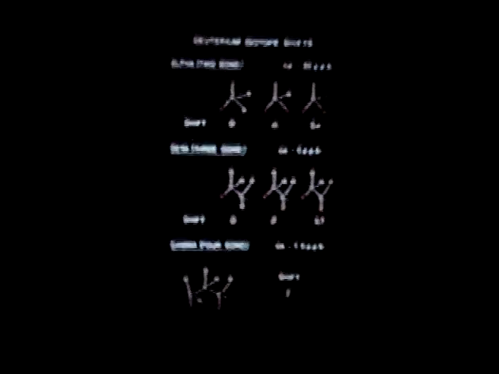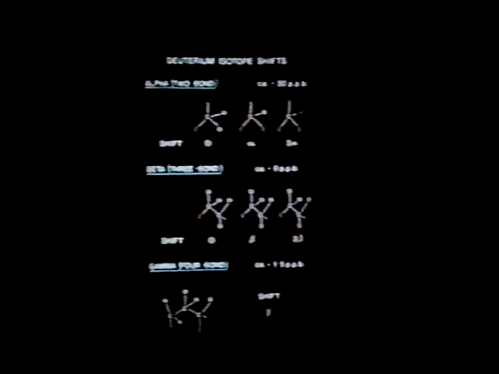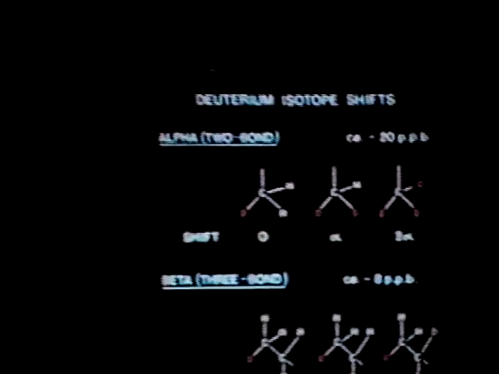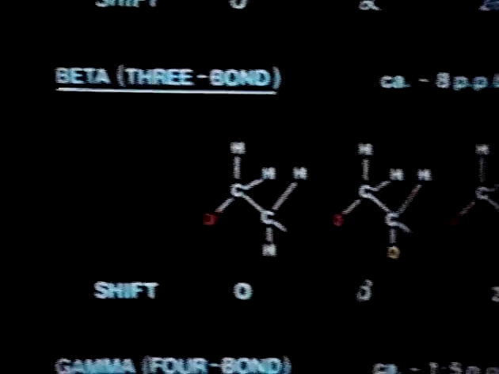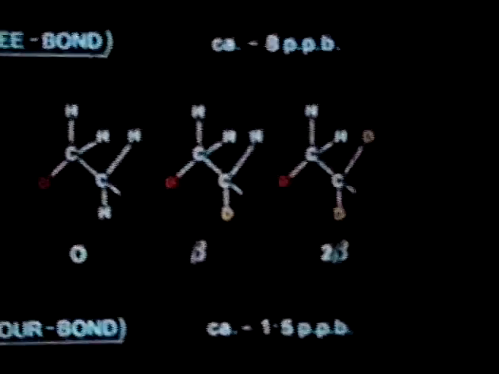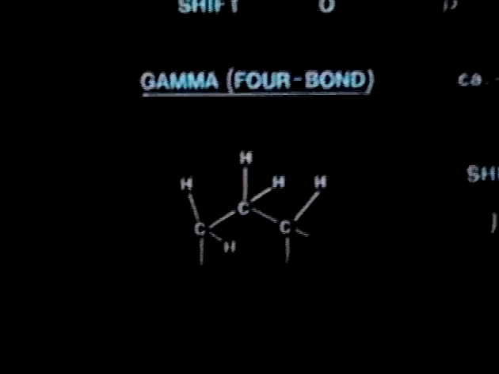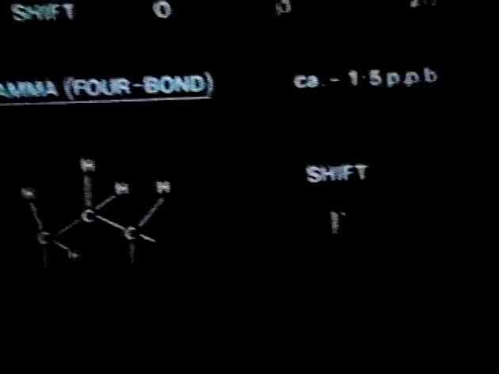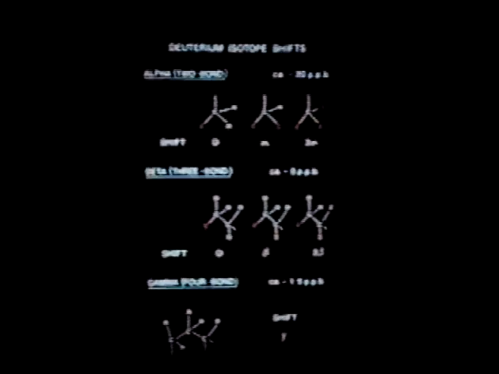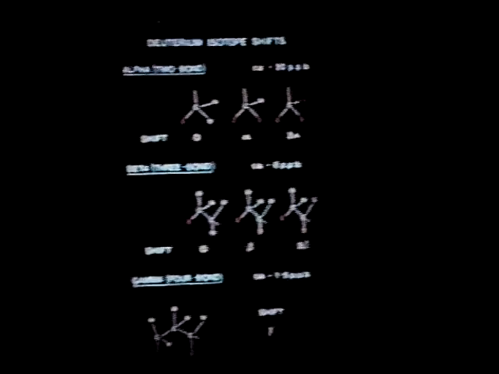This slide summarizes the kinds of isotopic shifts. I've already mentioned the alpha shift, which is a deuterium separated by two bonds from the deuteron under observation. And then below that, there's a beta shift, where the shifting deuterium is 3 bonds away. That shift is smaller, it's only about 8 parts per billion. And then finally, at the bottom of the slide, there's a gamma shift, where the isotopic effect is due to a deuterium 4 bonds away. We can always see alpha shifts, we can usually see beta shifts, but we can only see gamma shifts if there are several of them.